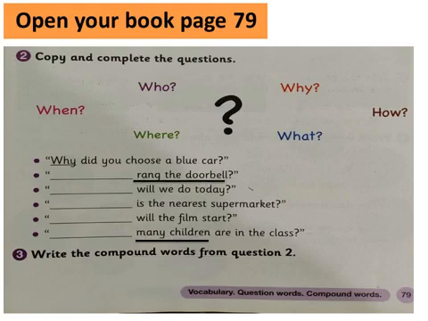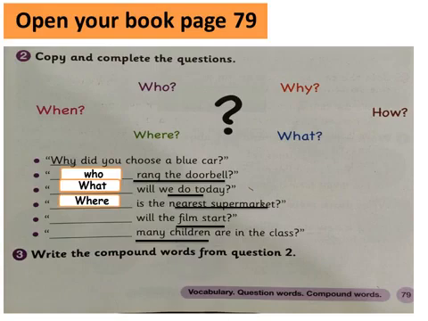Rang the doorbell. So someone rang the doorbell. So if I want to ask about a person, I will say who rang the doorbell, right? The next one, what will we do today? Do a thing. If I have a thing and I need to ask a question, I will use what? Very good. Where is the nearest supermarket? Supermarket is a very good place, so I will use where. Very good. When will the film start? I'm asking for the time, so I will use when. Very good.